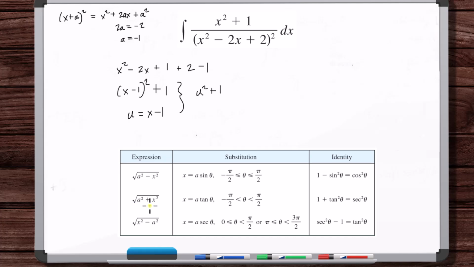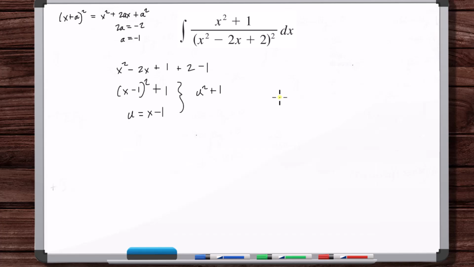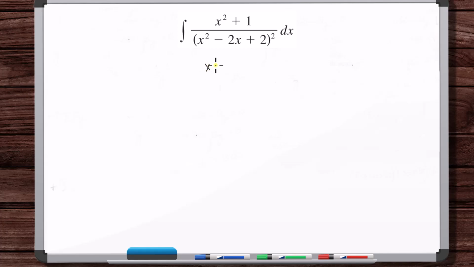So we want to say that u is equal to tangent theta. But u is equal to x minus 1. So x is equal to tangent theta plus 1. Therefore, dx is equal to secant squared theta d theta.